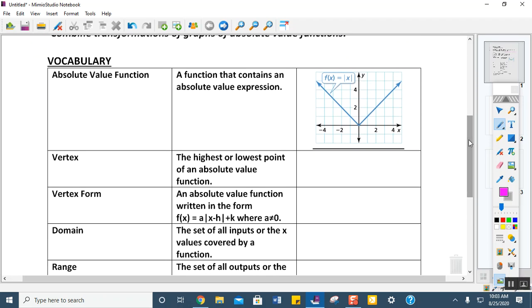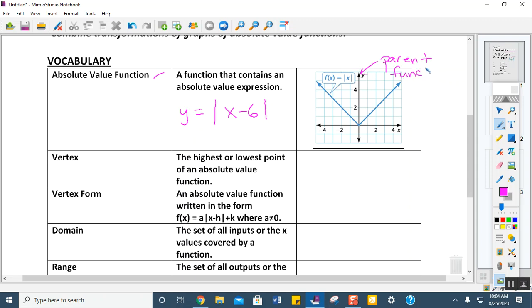So the first thing we have is absolute value function. An absolute value function is something that contains an absolute value expression. Absolute values are expressed by a bar. So we might have something like y equals the absolute value of x minus 6. The bars are what give it the function of an absolute value function. Over here on the right, we have a function f of x equal to the absolute value of x, and this is considered the most general absolute value function there is. When we have the most general absolute value function, we call this the parent function.